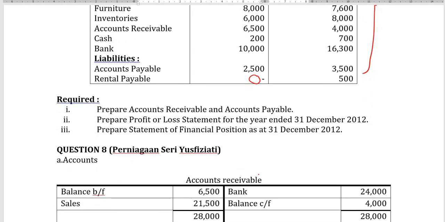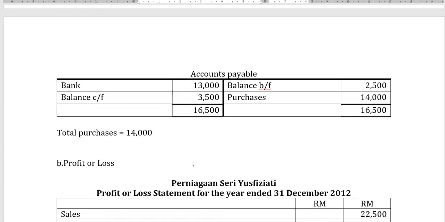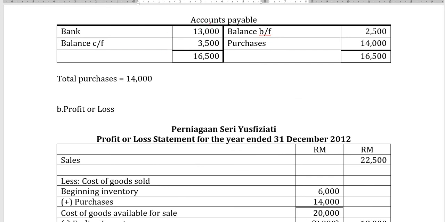Okay, so kita prepare accounts receivable, that means they ask for T accounts, and then we'll do the statement. Okay, so macam biasa, AR, you get your sales 21,500 campur dengan cash sales. So this is your total sales. Okay, next is your accounts payable. This is your beginning balance, your ending balance. Okay, this is the amount taken from the cash book. So purchase is 14,000. Tak ada cash purchase, so your purchase is only 14,000 ringgit.